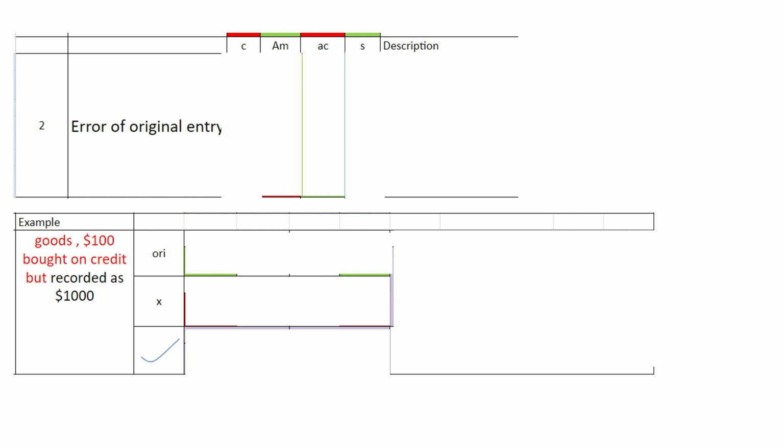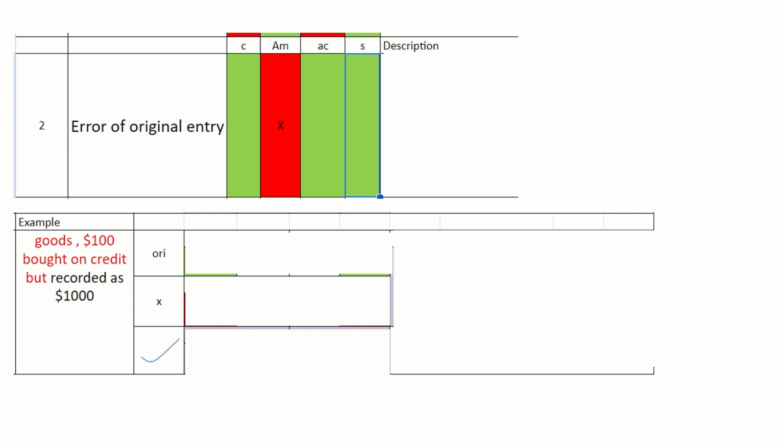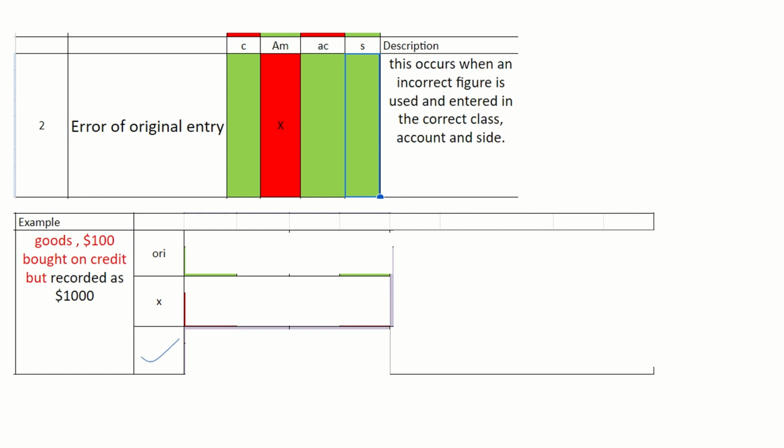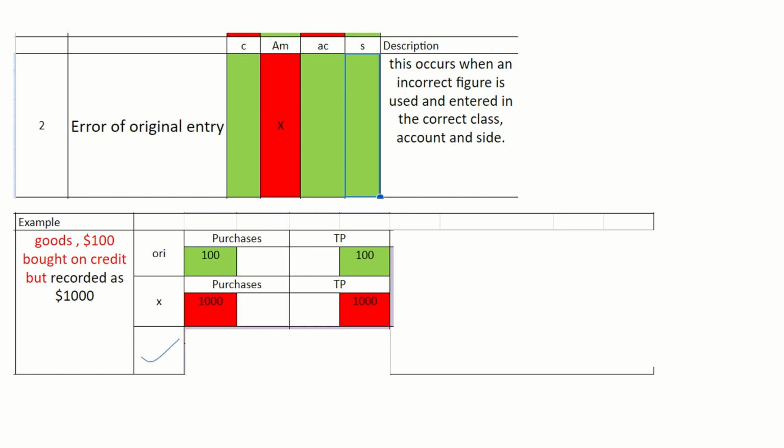Number 2. Error of original entry. This occurs when a transaction is entered in the correct class, correct account, correct side, but with the wrong amount. Let's look at an example. Goods 100 bought on credit but recorded as 1,000. The original entry should be purchases debit 100, trade payables credit 100. However, the mistake was purchases was debited by 1,000 and trade payable credited by 1,000.